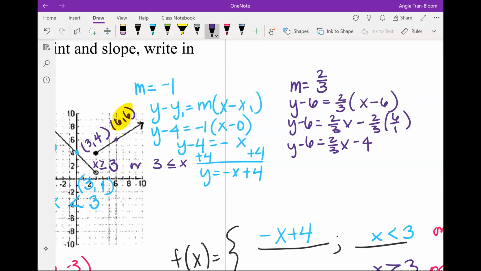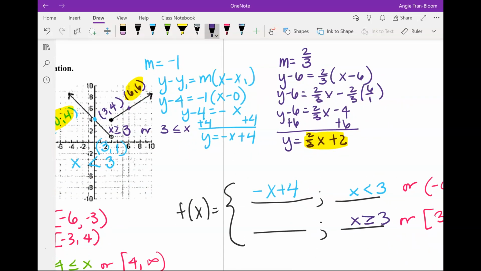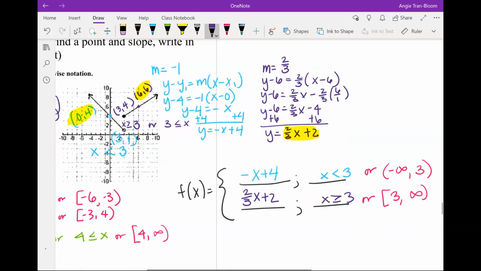And then add 6 to both sides. So this is going to be y equals 2 divided by 3x plus what? 2. Good. So write that piece in that second line of ours. You have one more, and that's a check for understanding. What that means is you and your partners all have to do it together, and then one team can demonstrate to us. 5 minutes on the check for understanding.